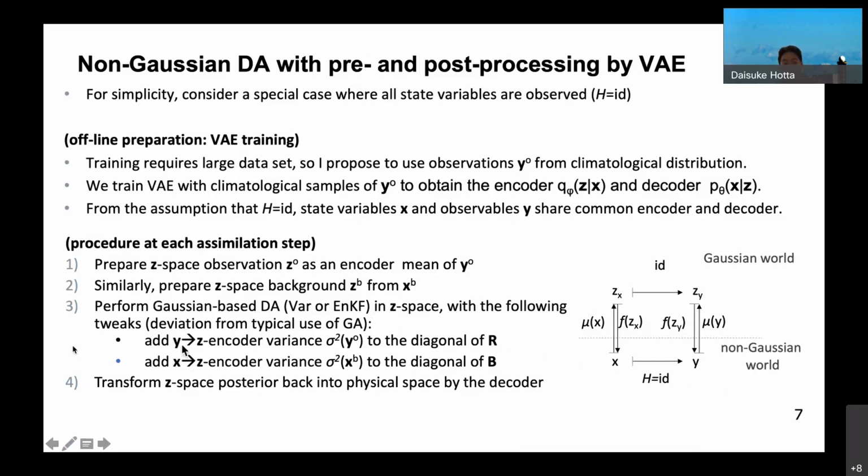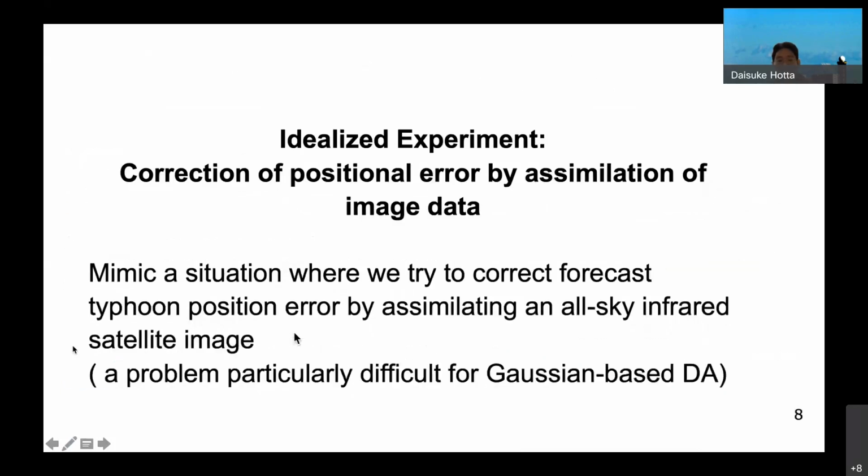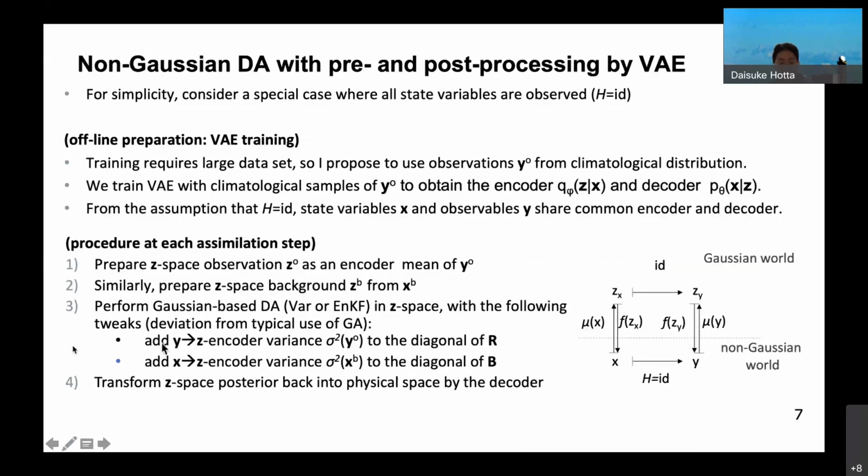These are deviations from a typical use of Gaussian anamorphosis. So what I propose to do is to add the y to z encoder variance to the diagonal of R, and also add the x to z encoder variance to the diagonal components of the B matrix. Then after doing assimilation in the z space, we transform the posterior back into the physical space by using the decoder mean.